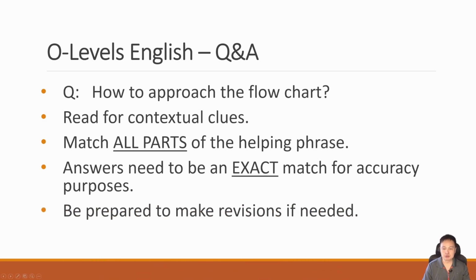Now, be prepared to make revisions if needed. For example, you choose an answer for the first blank, but some students just feel so confident that they don't go back and make revisions. But if it turns out that that answer is supposed to go to number 3 or number 4, then he's going to get another answer wrong. So he loses 2 marks instead of 1.